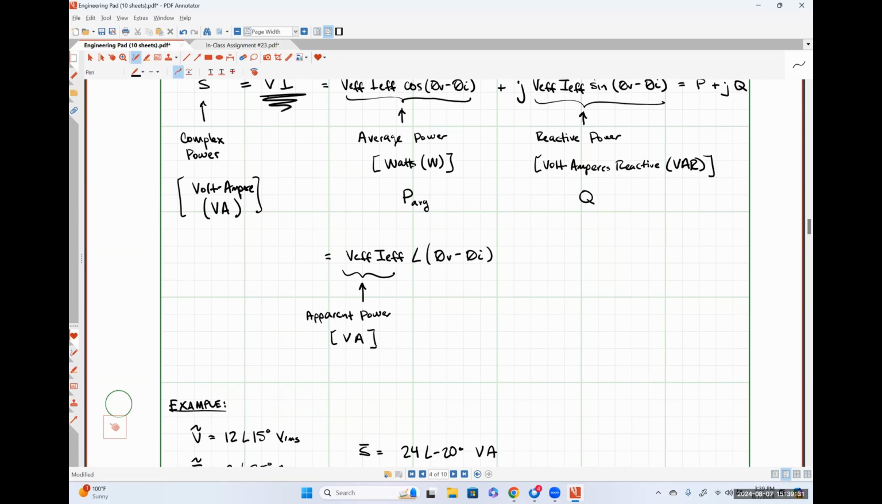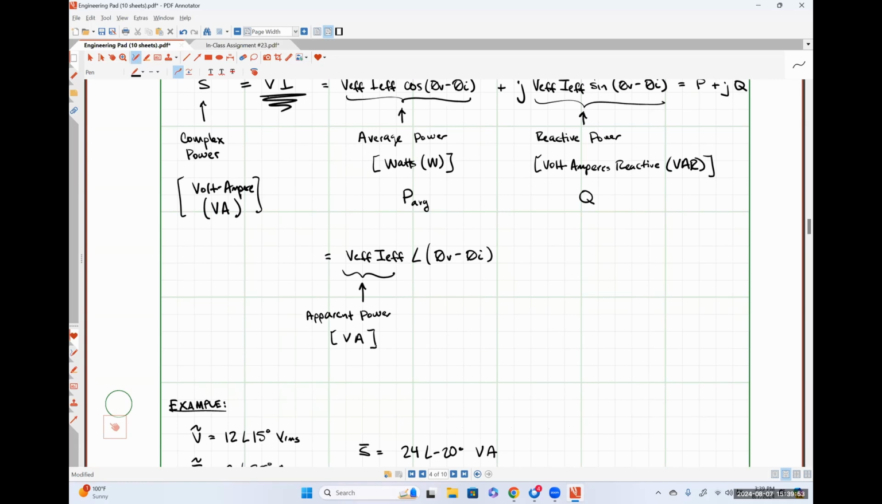So if we have a system where all we have is average power, then the average power and the apparent power are equal. When we have a system where all we have is reactive power, then the reactive power and the apparent power are equal. And in any other situation, the average power and the reactive power will be less than the apparent power.